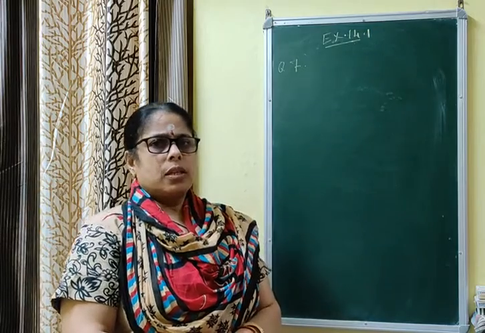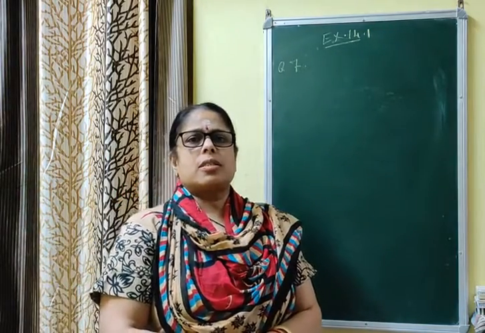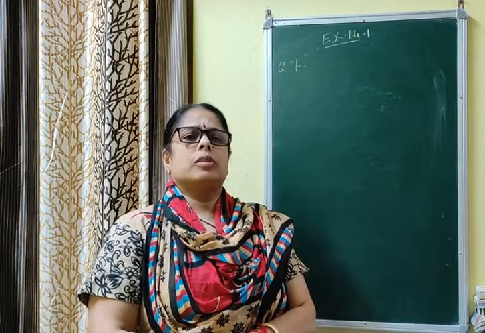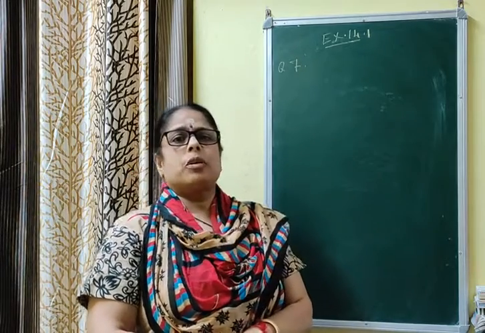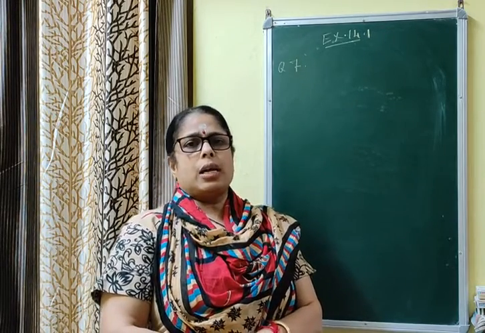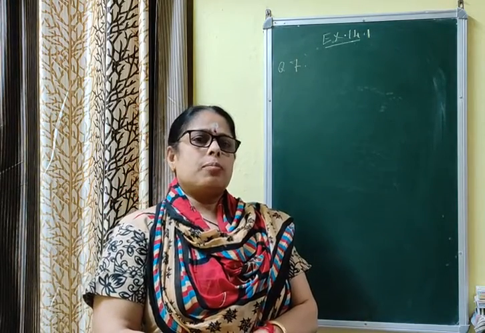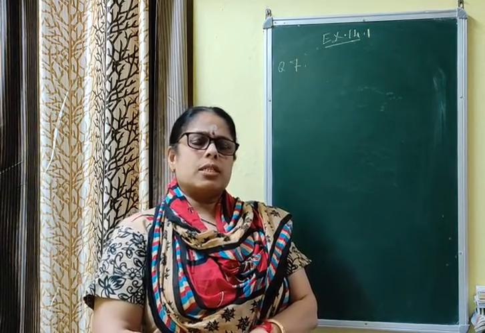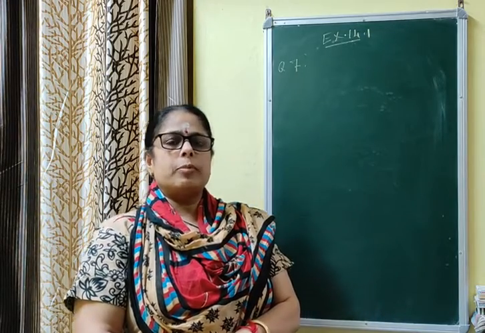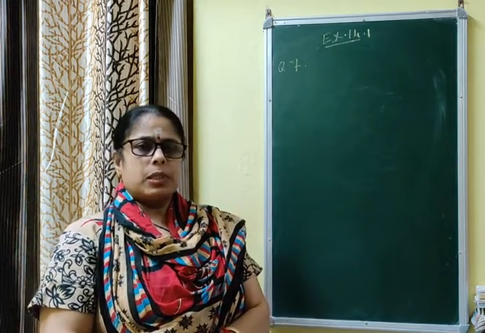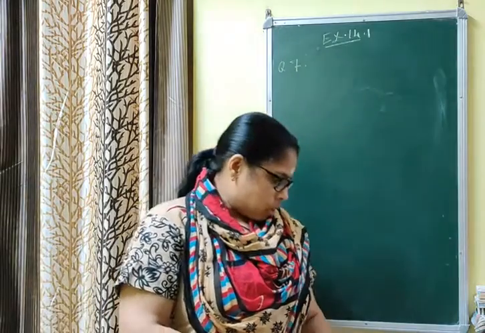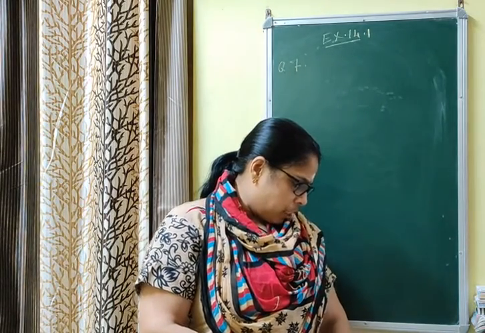Good morning, students. In the last class, we discussed the questions based on methods of finding mean. How can we find mean? I told you there are three methods. First one is direct method. Second is shortcut method, assumed mean method. Third one is step deviation method, that is deleted. Now, let us do one more question of exercise 14.1.